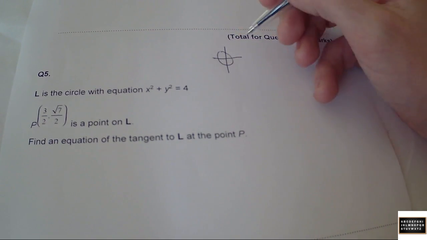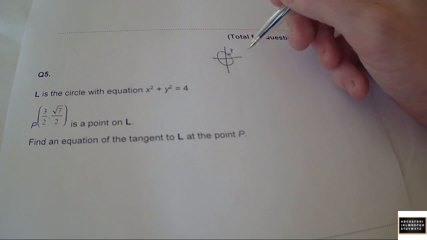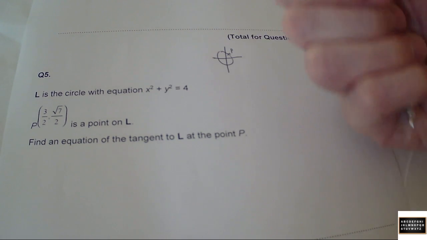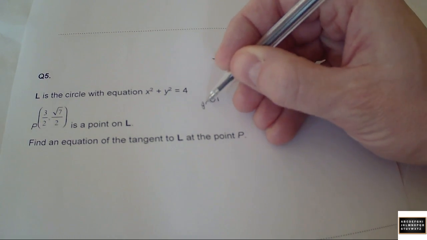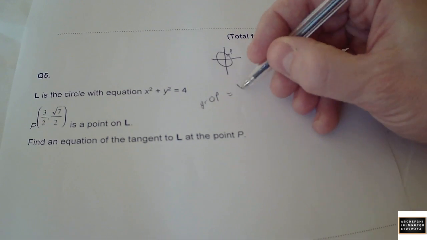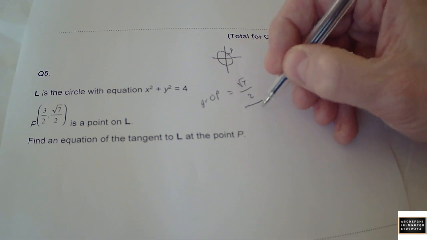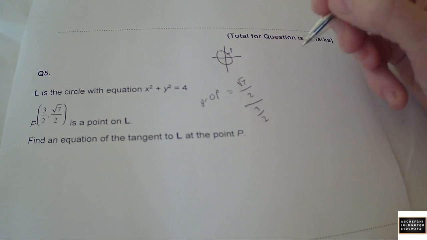You don't have to, but you can. It sometimes helps if you do. So let's just imagine that that's the point P here. So again, first principle, work out the gradient of the line OP. So gradient OP, change in y over change in x, so this over that, so horrible this time because we've got horrible numbers, so root 7 over 2 over 3 over 2, so change in y over change in x.